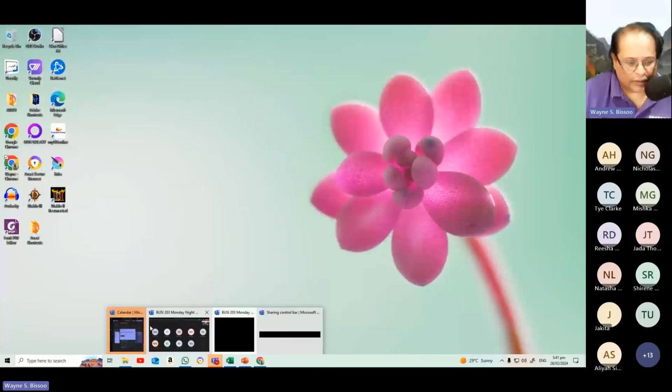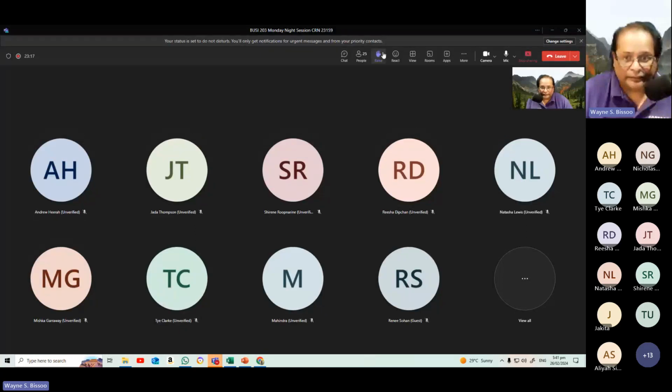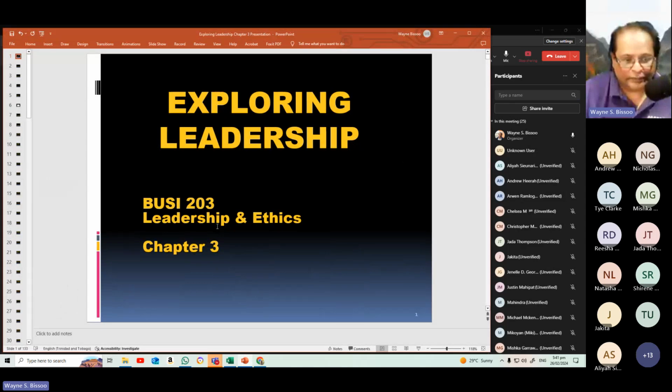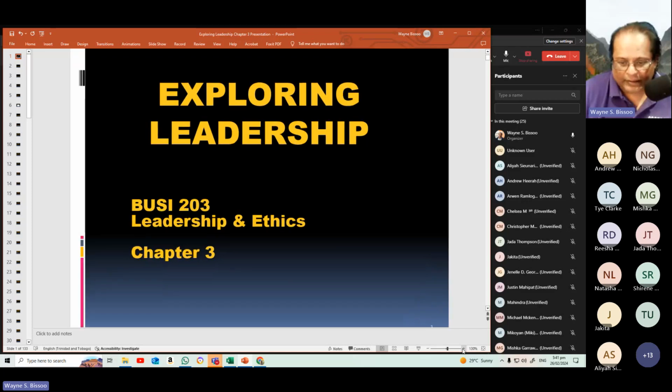And in this session, we are going to be looking at chapter 3 of the Exploring Leadership text, as we can see here. As you can see, this is 133 slides, and the reason why there's so many slides is because of the amount of detail coming in this chapter. So we will make an attempt at trying to go through all of them and add explanation and, of course, questions and discussion along the way.